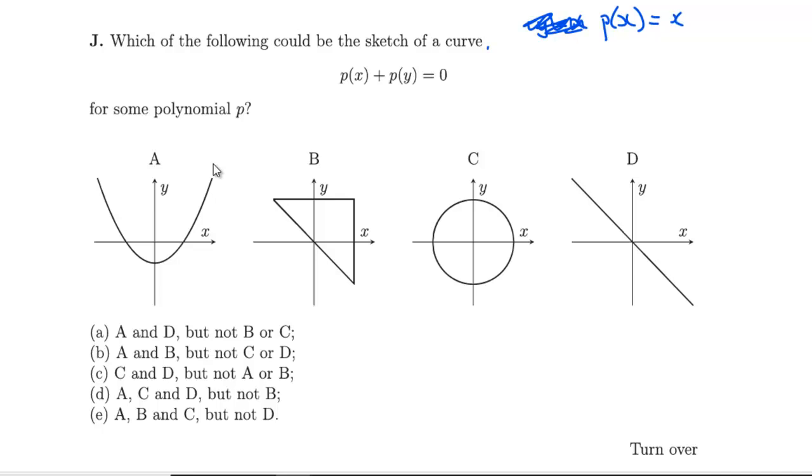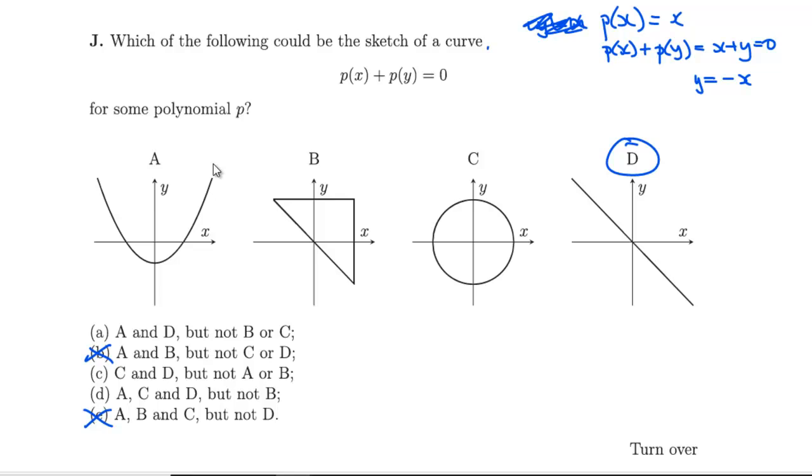That's a polynomial. So p(x) plus p(y) would be equal to x plus y. x plus y is 0, so we want y equals minus x. Yeah, that works. So it could be D. Could certainly be D. So yeah, D is a big yes. That's a tick in the box. So it can't be B as an answer. It can't be E as an answer, because they've both ruled out D. So it's got to be one of those.